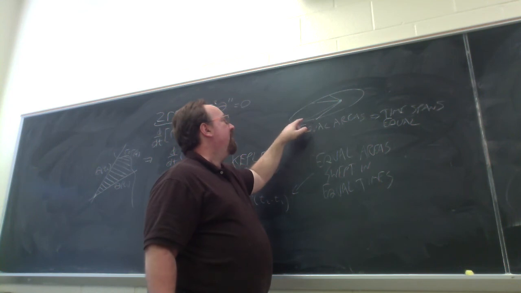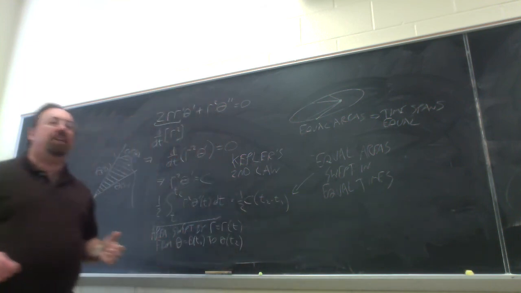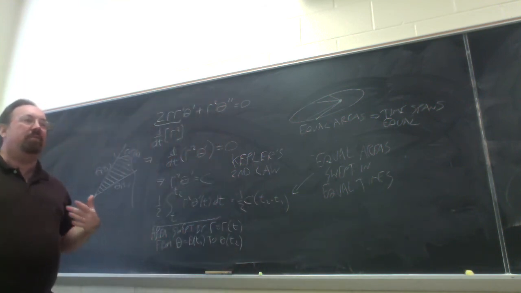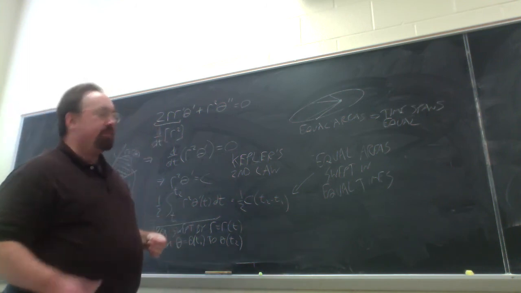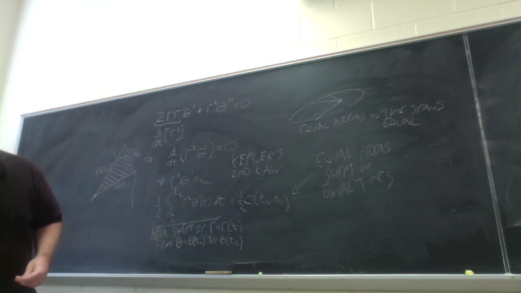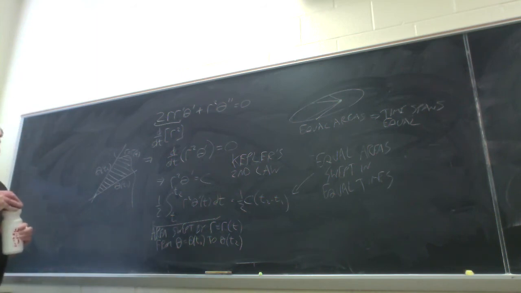So what's happening is, even though it's traversing a shorter distance, because it's further away, the gravitational attraction is less. So it's not moving along as rapidly. So equal areas are swept out in equal time. That's what Kepler's second law is saying.